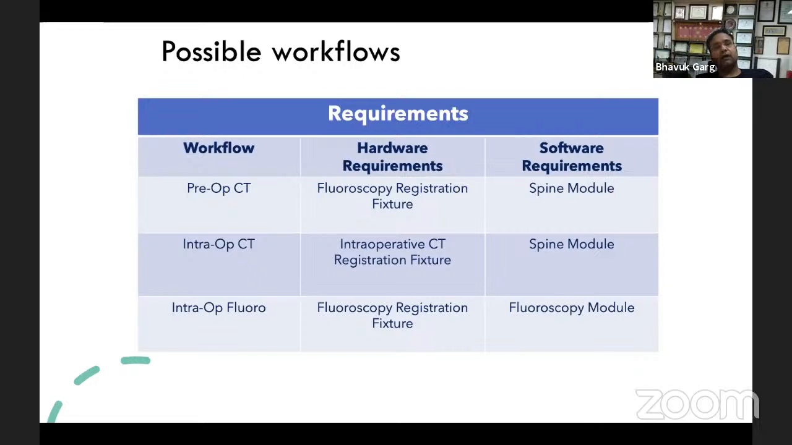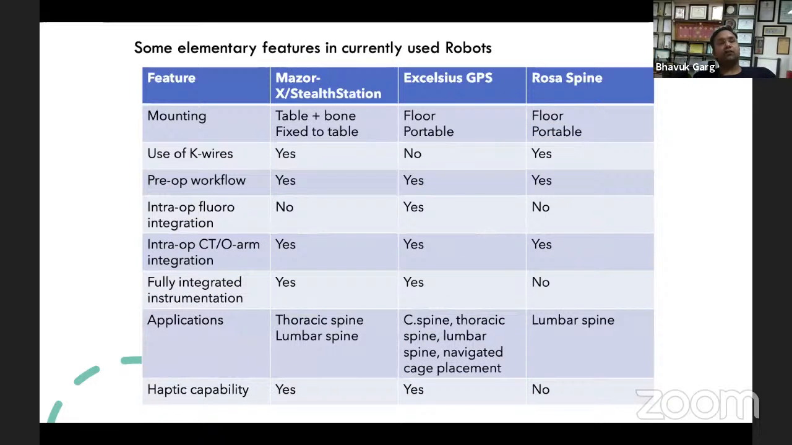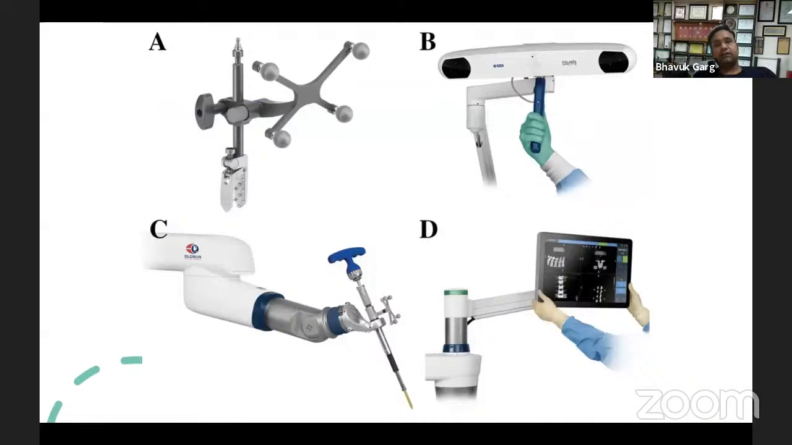We have the Globus one, and it has the facility to navigate with the intraoperative CT scan, the preoperative CT scan, as well as with fluoroscopy. This is advanced because it has cervical spine implications, and fully integrated instrumentation is there, and it is a free platform. It doesn't require any fixation to the patient, so you can bring it whenever you need and take it out whenever you don't need it. So this is very surgeon friendly.